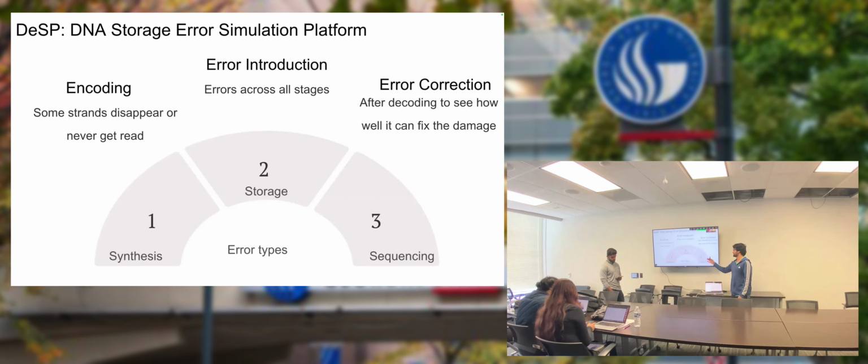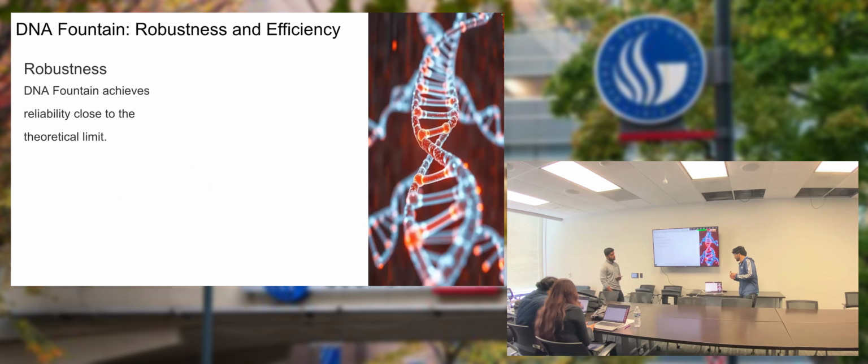So in all three stages, there's going to be errors, and at the end, you do some error correction to see how well your algorithm can fix the damage that's been done.